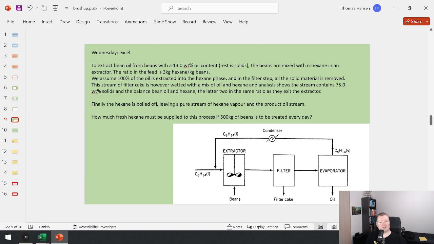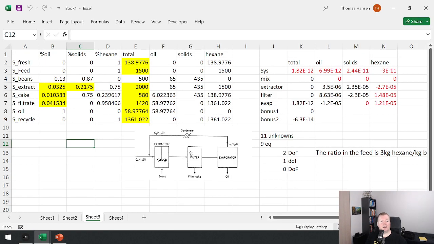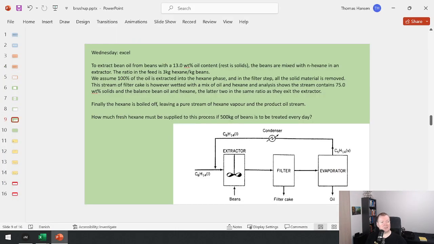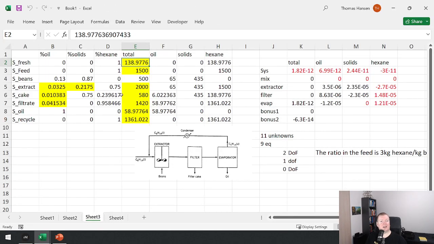I was asked, what was the question? How much fresh hexane must be supplied? And we just go to our fresh and say, well, I need to supply 138.9, so 139 kilograms of hexane for every, I think was it on an hour basis or day basis? Day basis. So every day I need to buy 139 kilograms of fresh hexane, and it will leave me with 59 kilograms of oil. So that's how you would approach this.